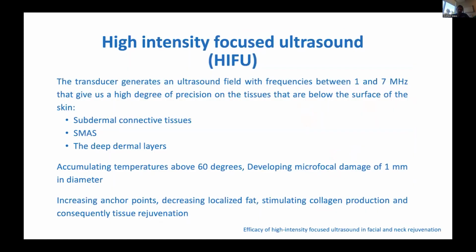And finally, the HIFU, that is a complement mainly to strengthen the SMAS. It is deeper than the other technologies, and it creates very high temperatures in the SMAS in order to fractionate.